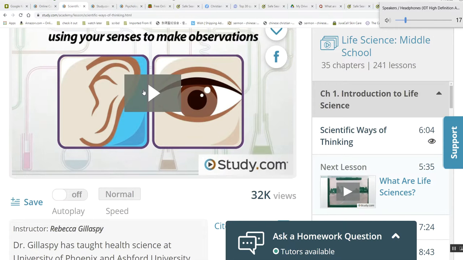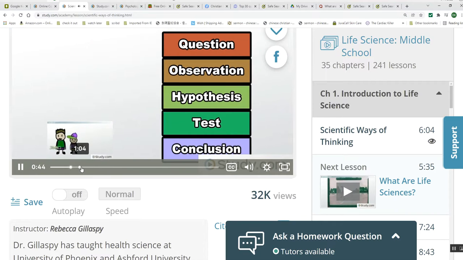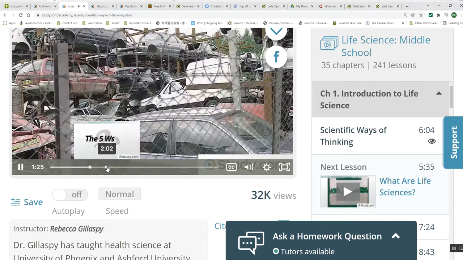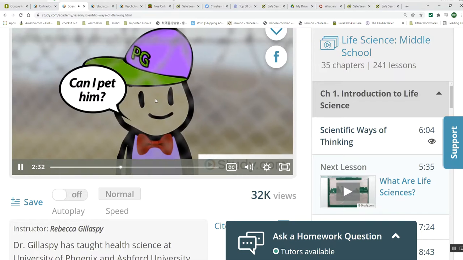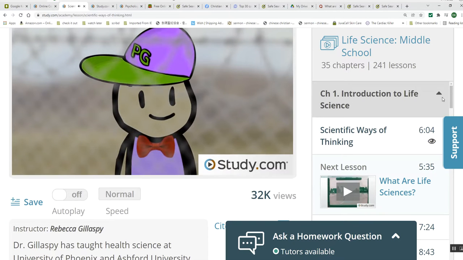Scientific method is an organized way of studying something. The scientific method is something that all scientists learn and it's surrounded by a fence. He's really anxious to learn. James doesn't want. And so here you are.